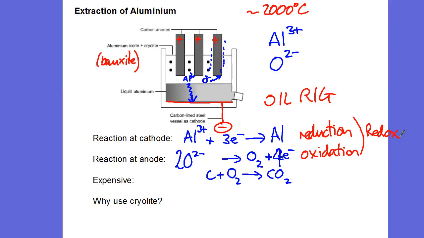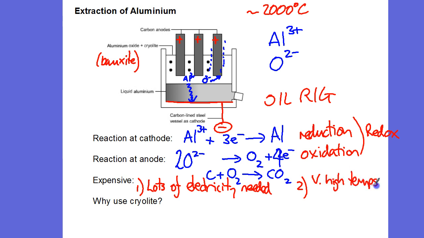It's an expensive process, and there are 2 big reasons why it's expensive. The first big reason is that a lot of electricity is required. And electricity is expensive. So we usually build aluminium extraction plants near power stations. The second reason it's so expensive is that, well, look at the temperature that we have to maintain. So the second reason is very high temperatures needed. So a lot of fuel is consumed trying to keep the temperature at 2000 degrees C.